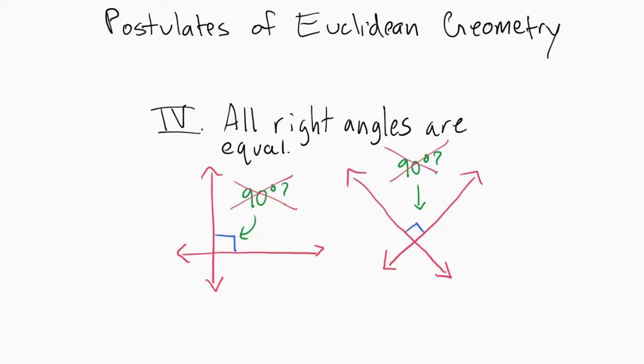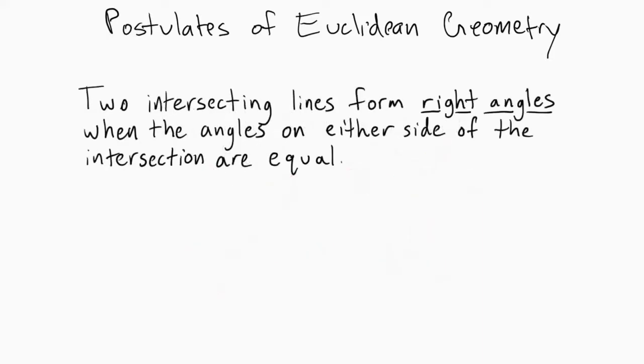Now you might ask, what does it mean for an angle to be a right angle if not that it's 90 degrees? Well, let's see what Euclid has to say on the subject. Euclid says two intersecting lines form right angles when the angles on either side of the intersection are equal. I'll use an example to demonstrate why we really do need this postulate.